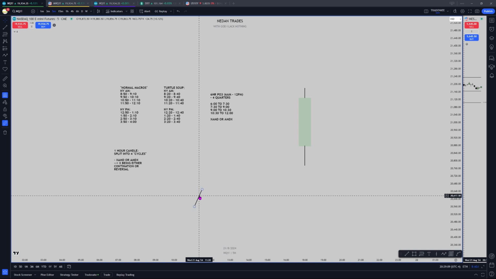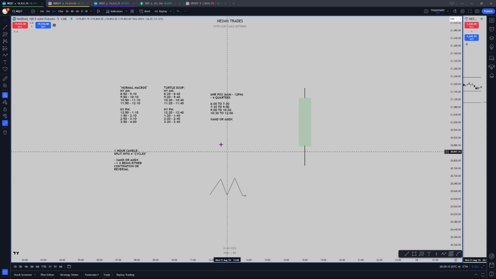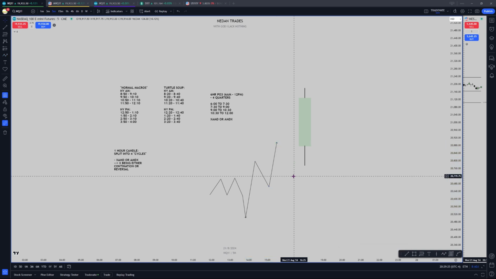What do you expect 7:30 and 9 o'clock to do? Accumulate. So if we have an accumulation during 8:30, that would lead to a 9:30 manipulation, which would be your Judas swing down here, and then that will lead into a 10 o'clock distribution. So if you pair this with the macros, because essentially from 7:30 to 9 o'clock there's going to be a 1 hour candle. Within each one of these times there's going to be a 1 hour candle.